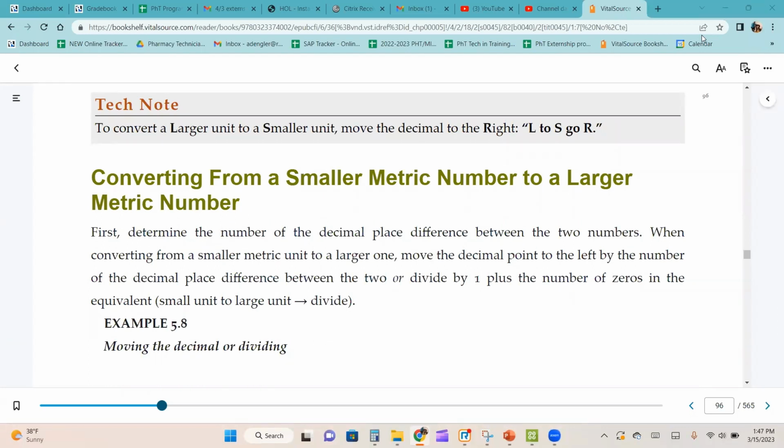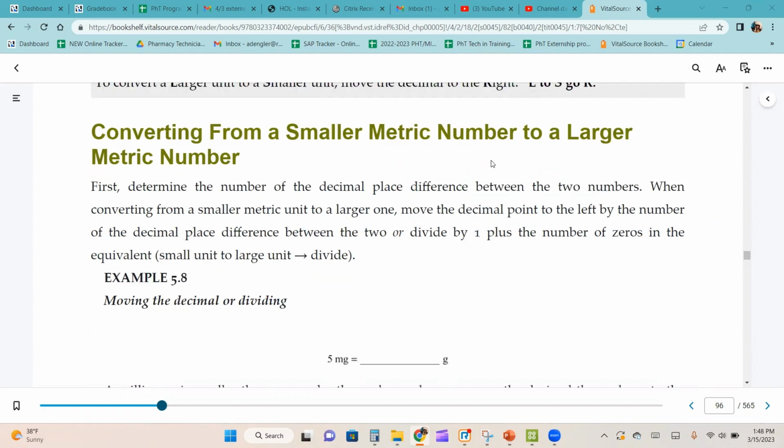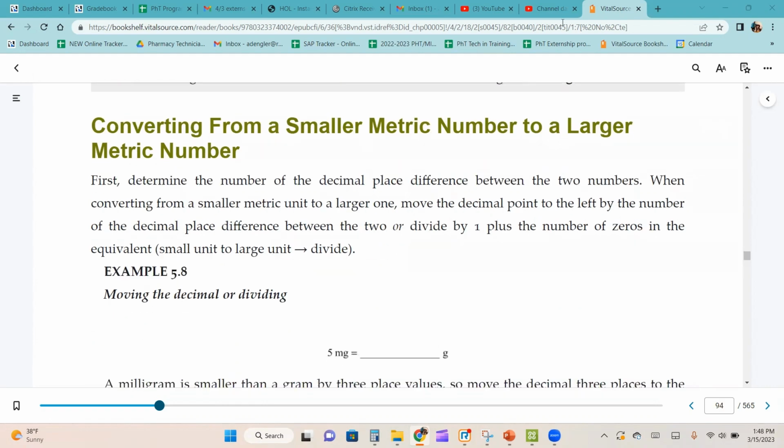Converting from a smaller metric number to a larger metric number. First, we're going to determine the number of the decimal place difference between the two numbers. When converting from a smaller metric unit to a larger one, move the decimal point to the left by the number of the decimal place difference between the two, or divide by 1 plus the number of zeros in the equivalent. So small unit to large unit, and then divide. We'll do example 5.8 that way.